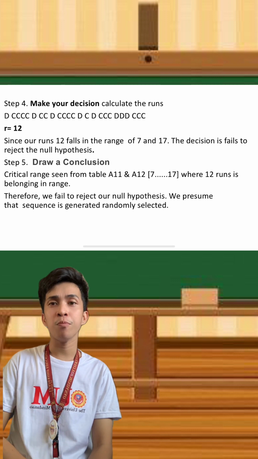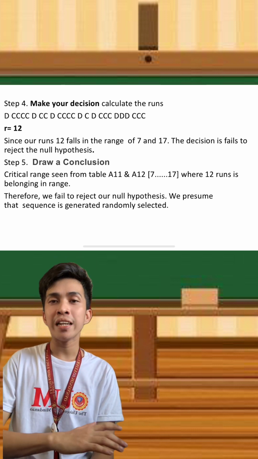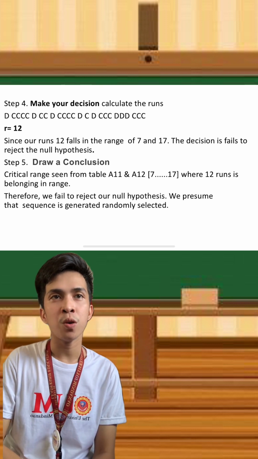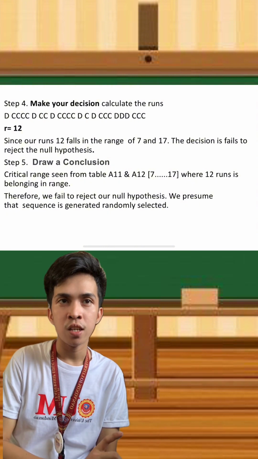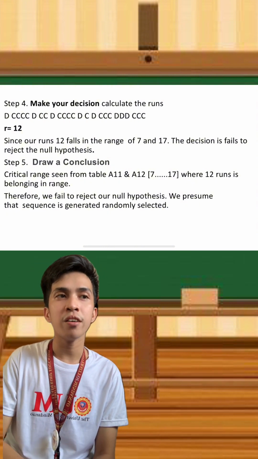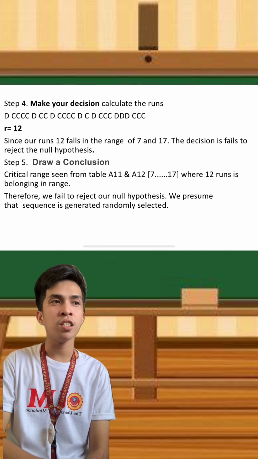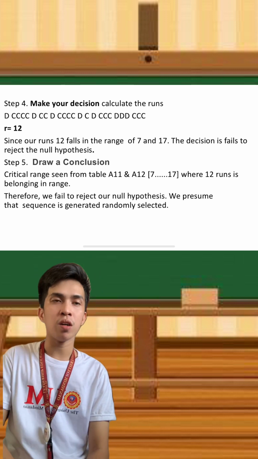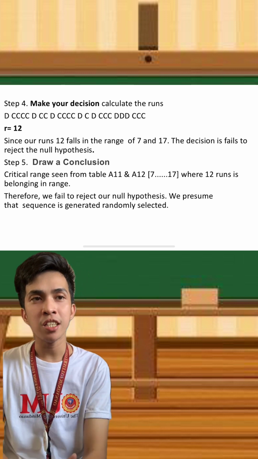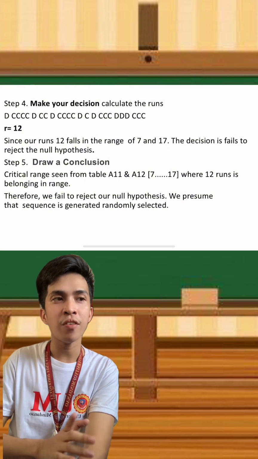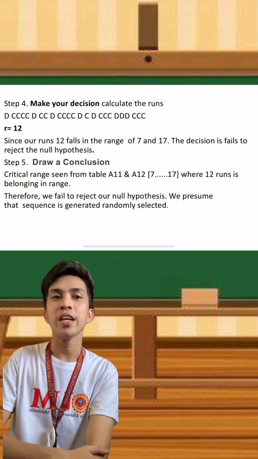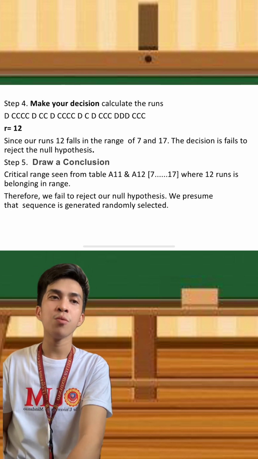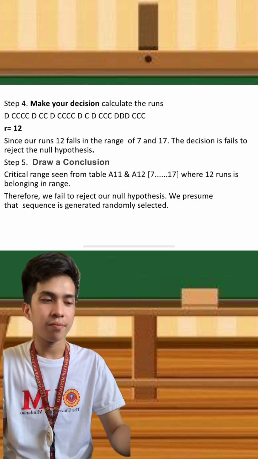Fourth step, make your decision. Now we can calculate our R. Our runs total 12 runs. As you can see, there are 12 runs. Since our number of runs is 12, it falls in the range of 7 and 17. So the decision is to fail to reject the null hypothesis. And for the last step, draw a conclusion. The critical range from the table is 7 and 17, where 12 runs belongs in the range. Therefore, we fail to reject our null hypothesis. We presume that the sequence was randomly generated.